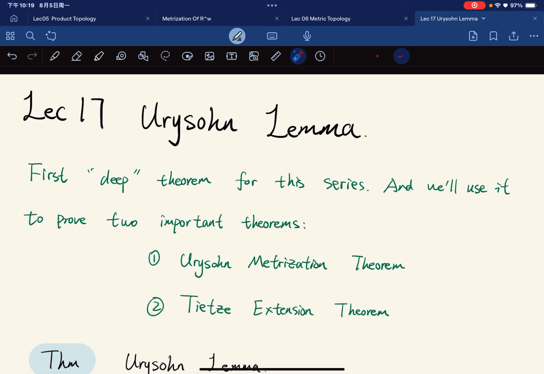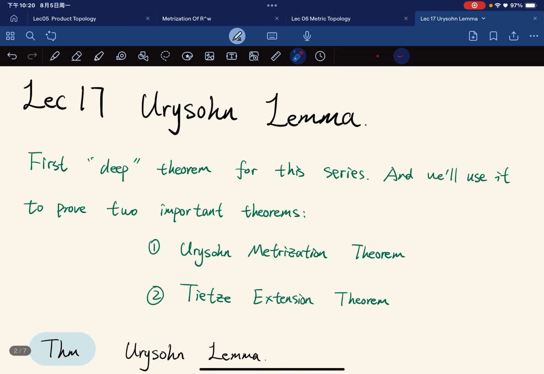Okay, so this lecture is about the Urysohn lemma. This Urysohn lemma is the deep theorem for this series. The reason we call it deep is because it involves many original ideas that come from the mathematician Urysohn. In fact, the Urysohn lemma and the Urysohn metrization theorem were part of his PhD thesis, one of the essays he published in the early 19th century.